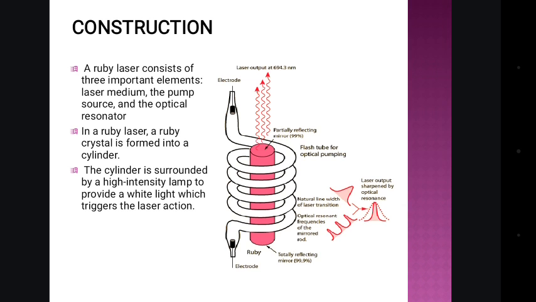And the optical resonator. The ends of the cylindrical ruby rod are flat and parallel. The cylindrical ruby rod is placed between two mirrors. One mirror reflects the light completely, whereas the other reflects most of the light but allows a small portion through it to produce output laser light. In a ruby laser, a ruby crystal is formed into a cylinder. The cylinder is surrounded by a high intensity lamp to provide white light which triggers the laser action.